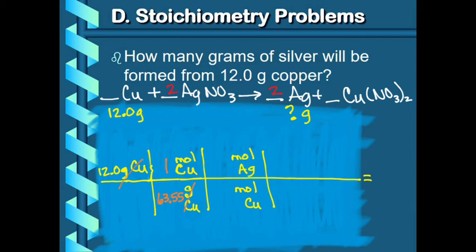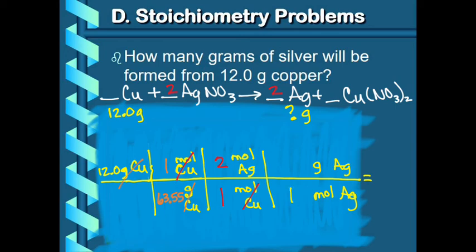Our unknown is silver. That's where the question mark is. And the numbers here come from our coefficients. The coefficient with silver is 2. The coefficient with copper is an understood 1. Moles of copper cancels. I'm left with moles of silver. And we continue on, moles of silver here, and we can go back to grams at this point. So moles to grams of silver, and again, it's molar mass.